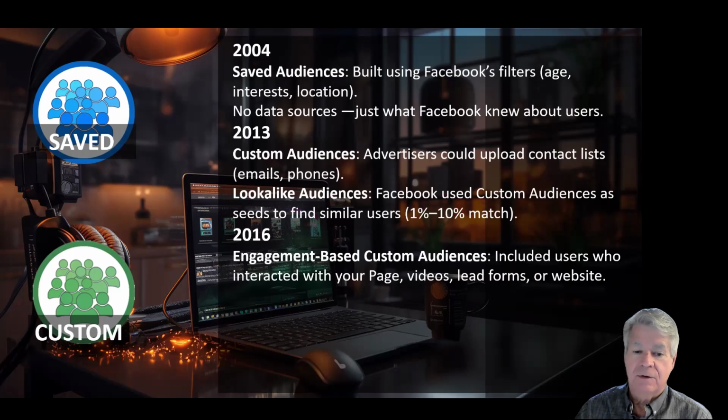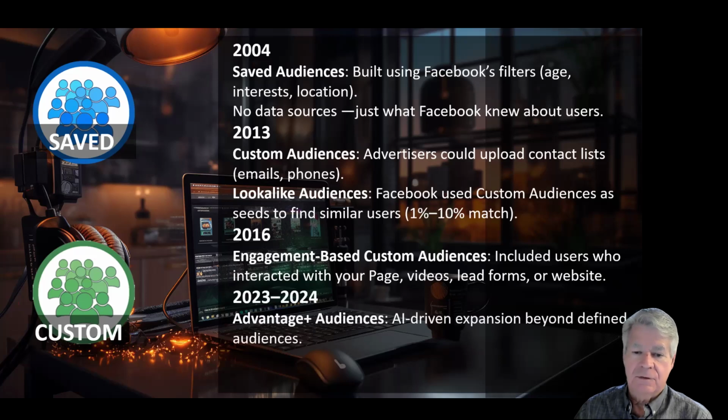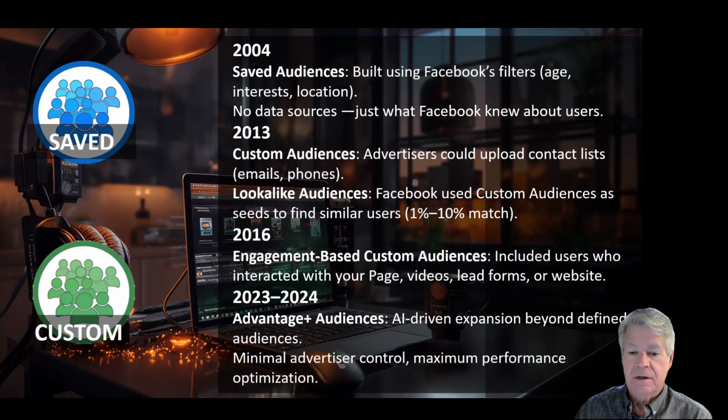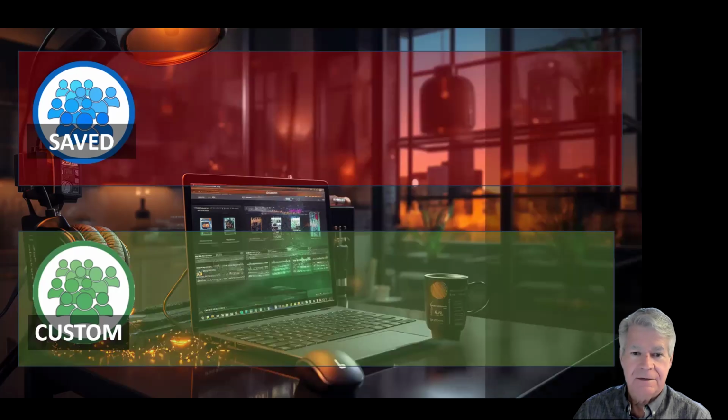That's why there are two ways to create a custom audience: by uploading it from your CRM or through engagement tracking. Most recently, in 2023 and 2024, Meta added Advantage Plus Audience, which provides AI-driven expansion beyond defined audiences. Advantage Plus audiences have minimal advertiser control, but provide maximum performance optimization. You might ask yourself, if Advantage Plus offers maximized performance optimization, why do I even need to use lookalike audiences at all? Good question. I'll answer that next.